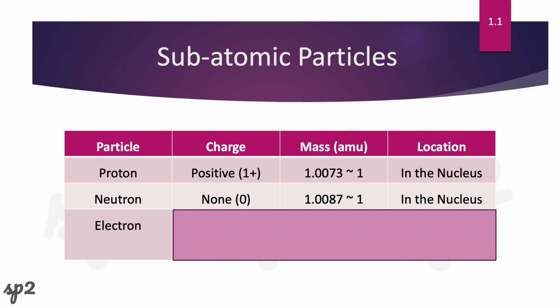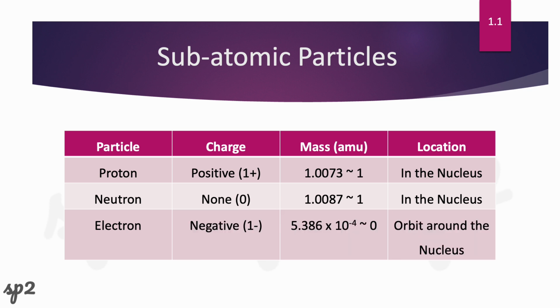Then we have electrons that are negatively charged, and they're going to be a lot lighter than the other two particles. You can approximate their masses to be about 0 AMU, like negligible, pretty much, right? And we're not going to have them in the nucleus. They're actually going to be outside of the nucleus. They're going to be orbiting around the nucleus.